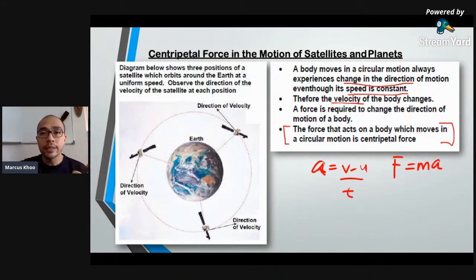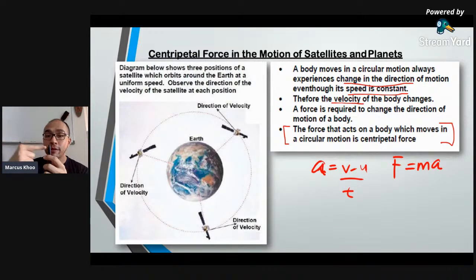Okay, any force that is moving in a circular motion, based on a certain point in the center, is called a centripetal force. This is the force that is responsible for making sure that the satellite changes direction in a circular motion. If there's no centripetal force, it means that when the satellite is traveling, it can just go straight. It can go anywhere at any time.